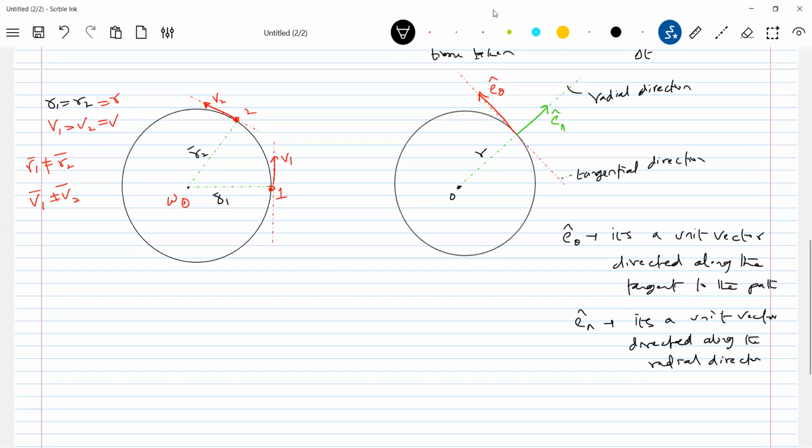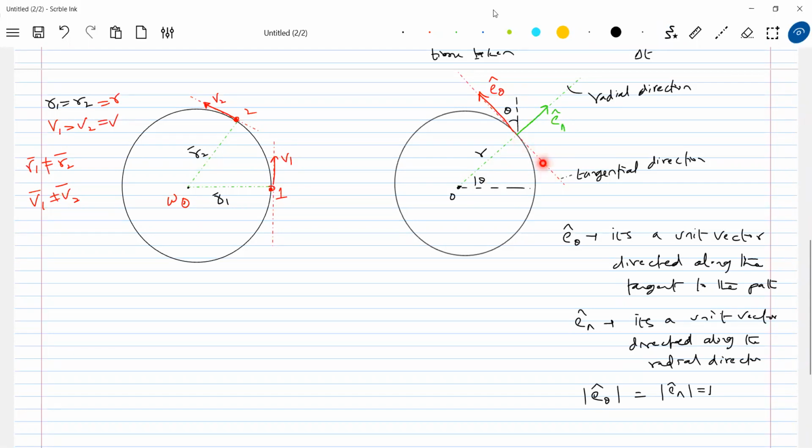So what is the distance? This is R. Let this be theta. What is the magnitude? As they are unit vectors, what should be their magnitude? It should be equal to 1, because they are brought here only to indicate direction.